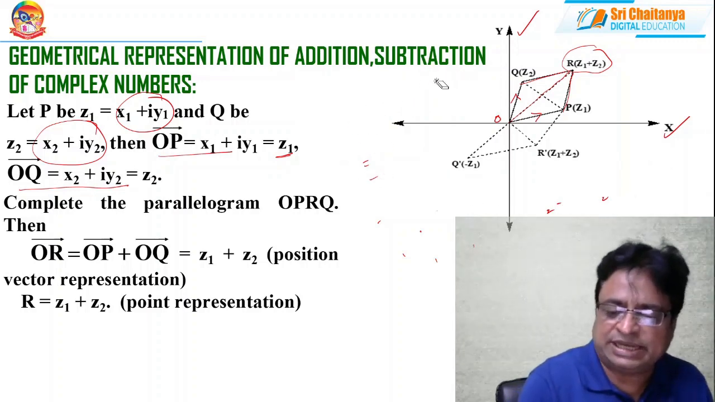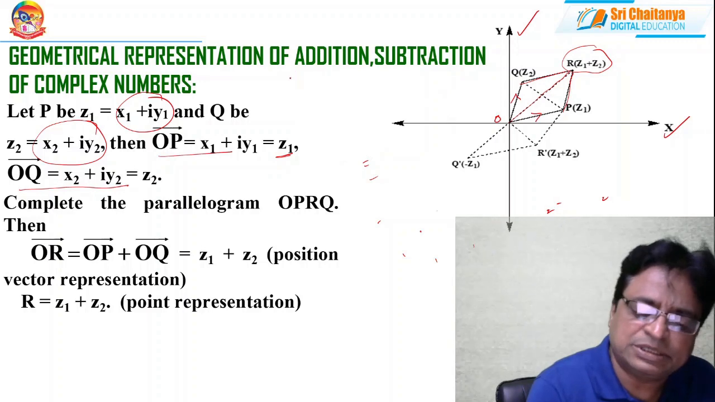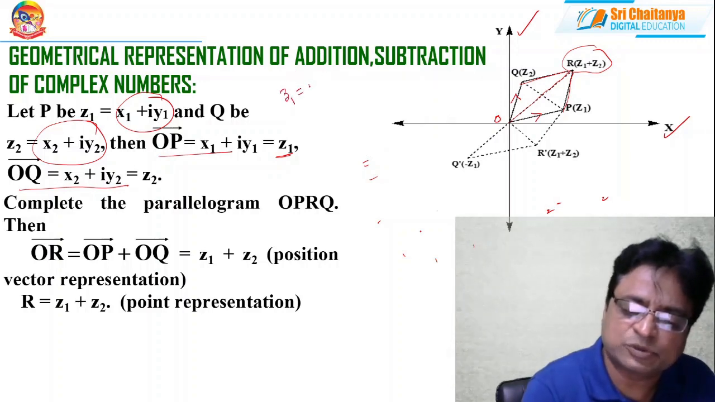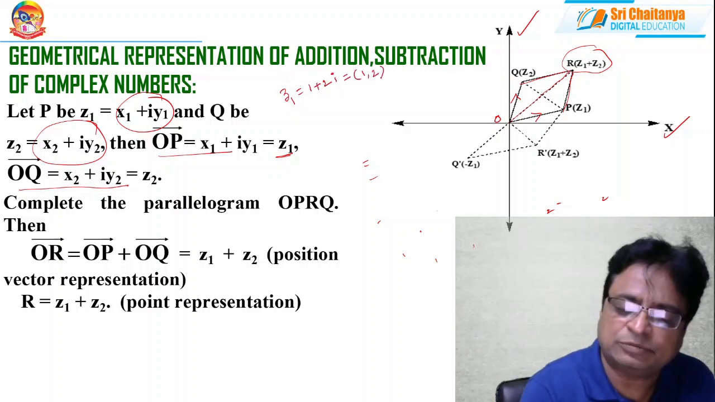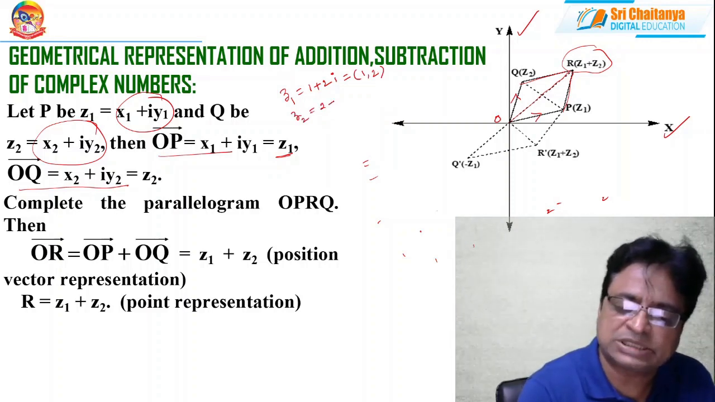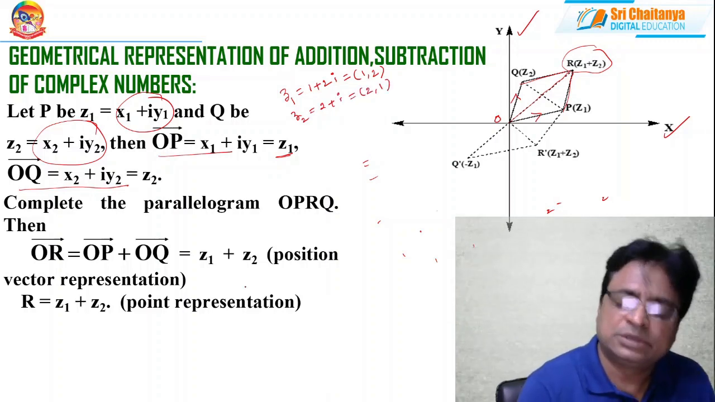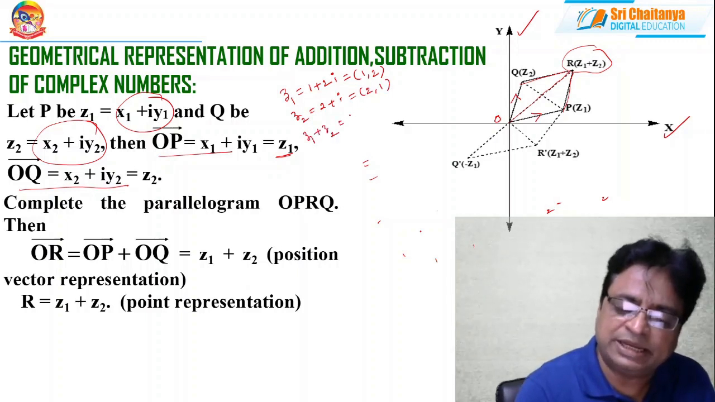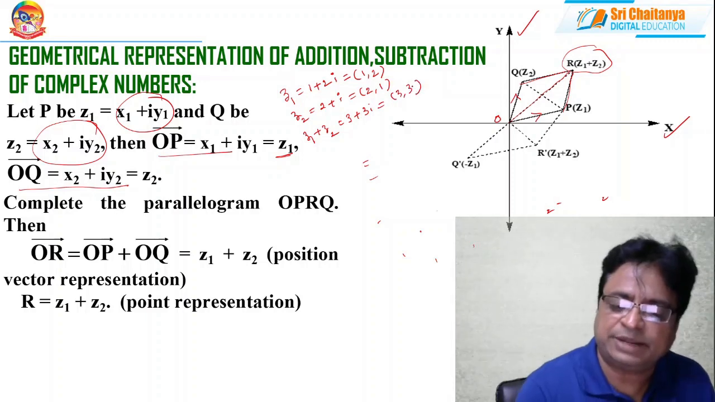A practical example also we can see. Say, for example, I am doing it analytically like this. Suppose z1 is equal to 1 plus 2i. As an ordered pair, it is nothing but (1, 2). z2 is equal to 2 plus i. Again, as an ordered pair, it is nothing but (2, 1). z1 plus z2 is equal to 3 plus 3i, which as an ordered pair is in the form of (3, 3).